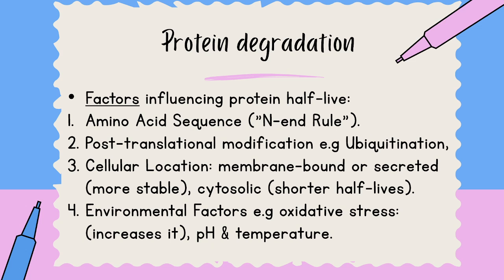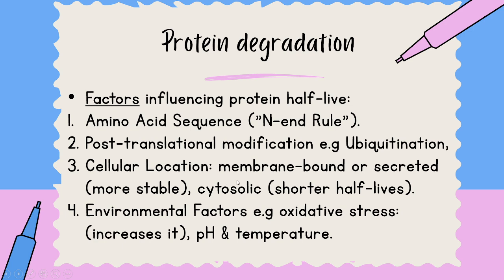Protein degradation is affected by many factors, including the amino acid sequence itself. There is what is called the N-end rule, meaning that if the N-terminus of the protein has certain amino acids, this will influence the half-life of the protein. Post-translational modification, for example ubiquitination, adding ubiquitin to the protein, can destine this protein for degradation.